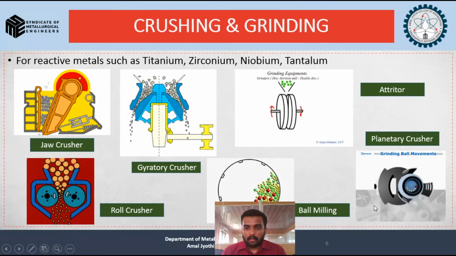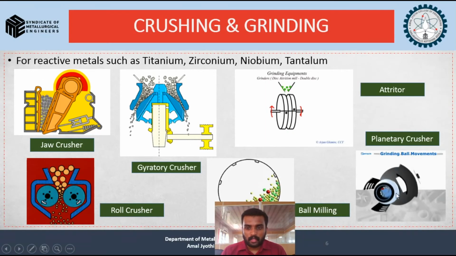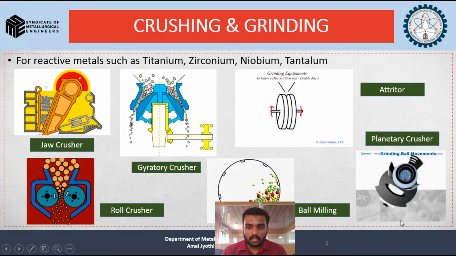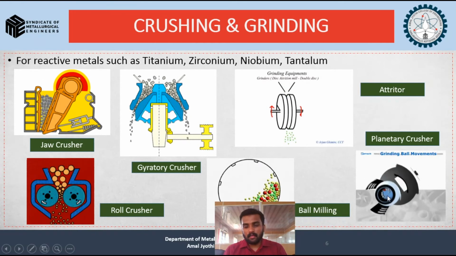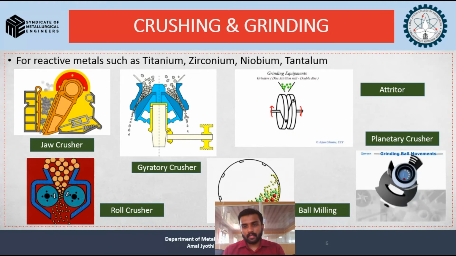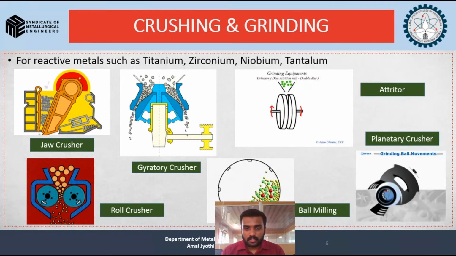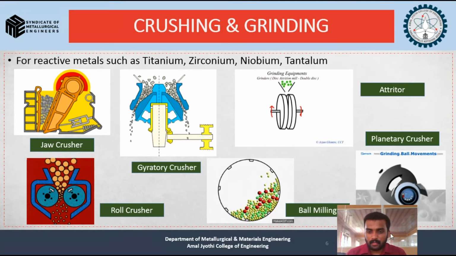And we have planetary crushers where you can clearly observe how the particle movement is happening. Normally two kinds of movement happen in a planetary crusher. We will be going into detail in the further slides. But from this GIF we can understand how the motions normally happen in most of the processes. So these are the most common methods we deal with in powder metallurgy, and we will be studying this process in detail in the coming slides.